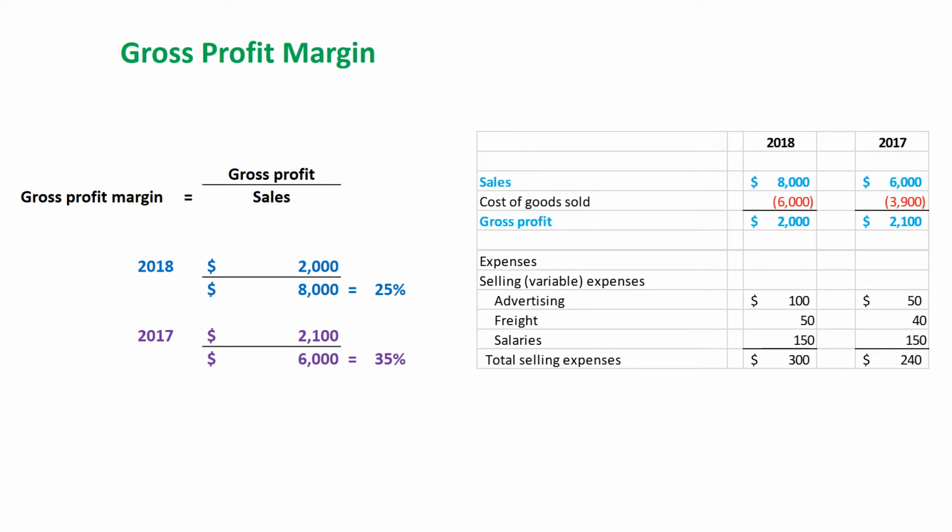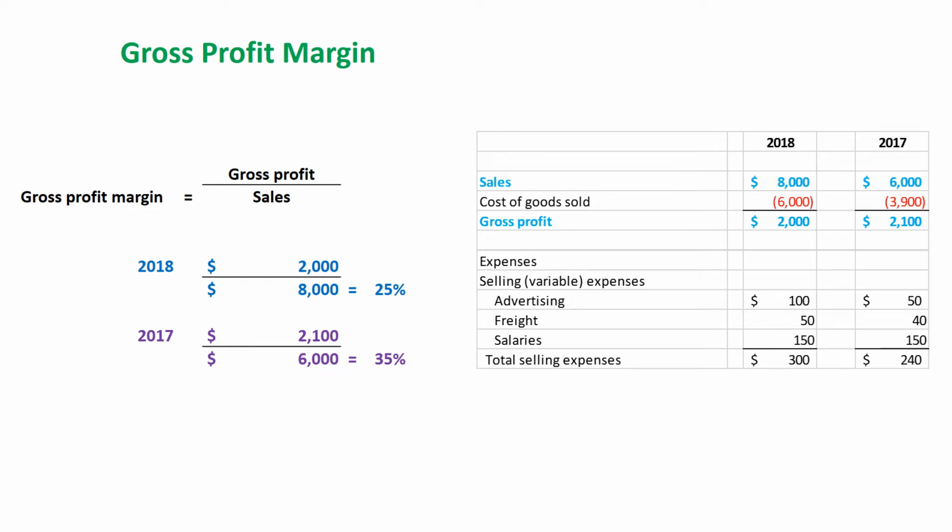In this example, the gross profit margins were 2017, $2,100 over $6,000 equals 35%. In 2018, $2,000 over $8,000 equals 25%. The normal rate is dependent on the business you're in. The gross profit margin is the actual markup you have on the goods sold.